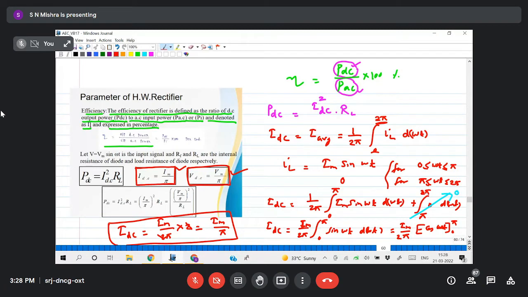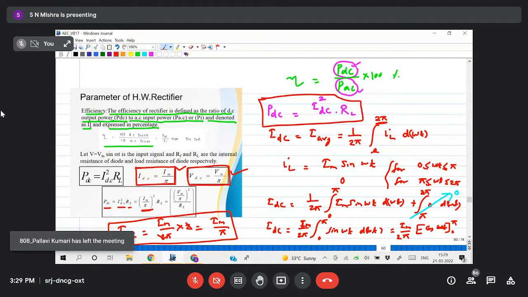So what we have seen, PDC equals IDC square into RL. IDC you have found out, so just replace it here. So in place of IDC I am writing Im by pi whole square into RL, or Vm by pi whole square divided by RL. So we have found one term, that is PDC is solved.